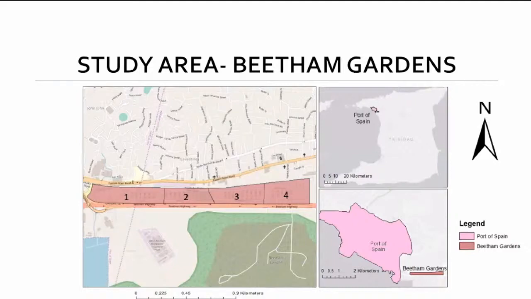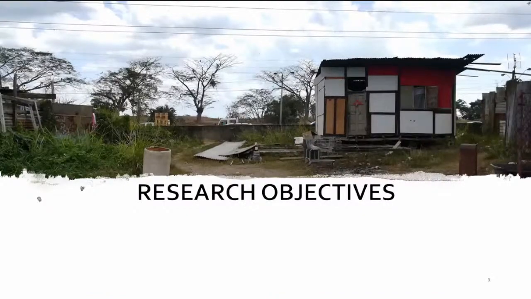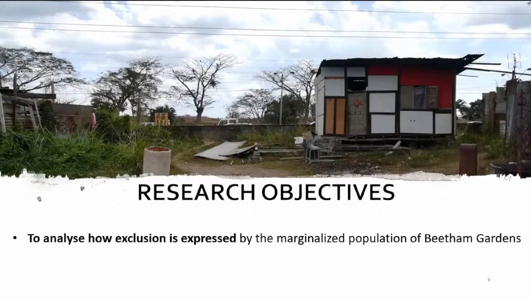All right. So for the research objectives, what I really aimed to look at was taking a multi-dimensional approach to the study of exclusion. This presentation is certainly not one that is very much GIS centric. If you were hoping for that, as you can see from the maps previously, I tried my best. So it really aims to look at how socio-spatial exclusion and marginalization is expressed within this enclave of Beetham Gardens, right?